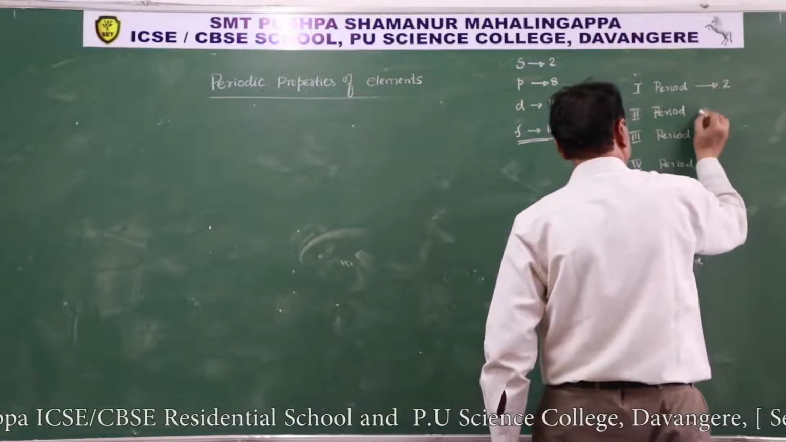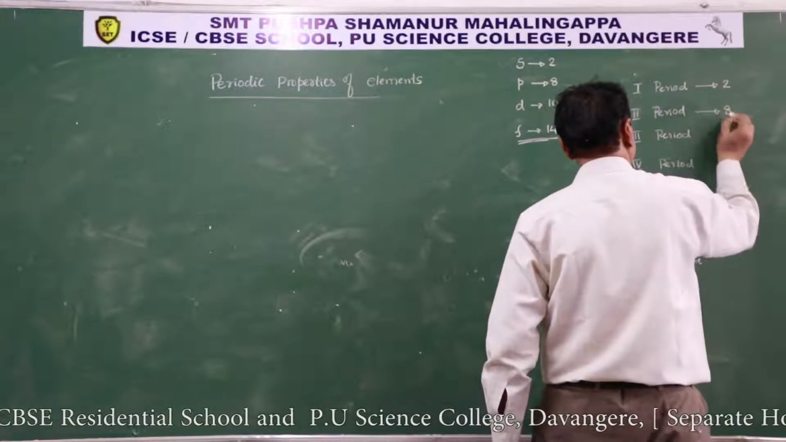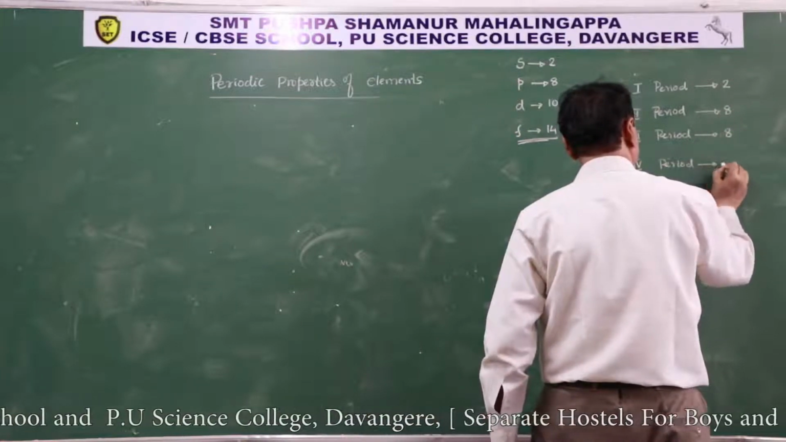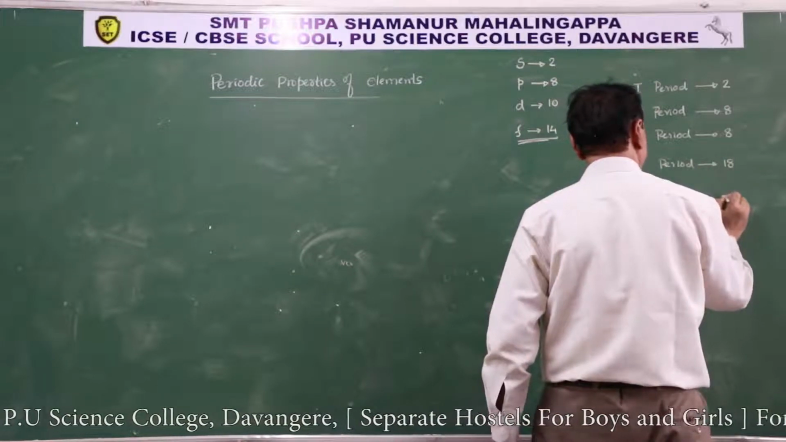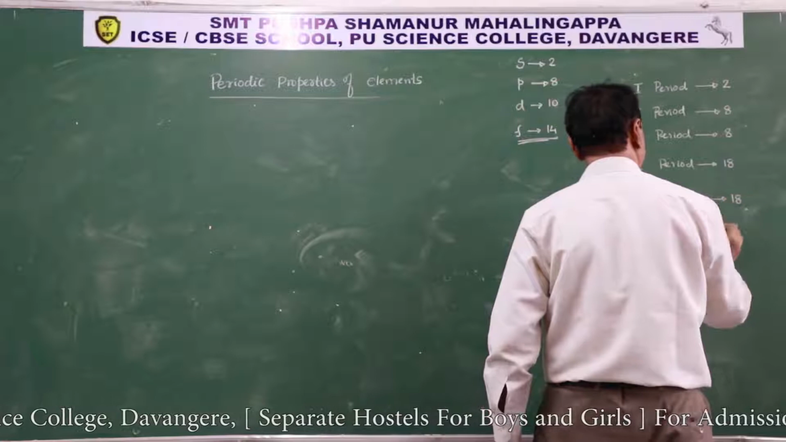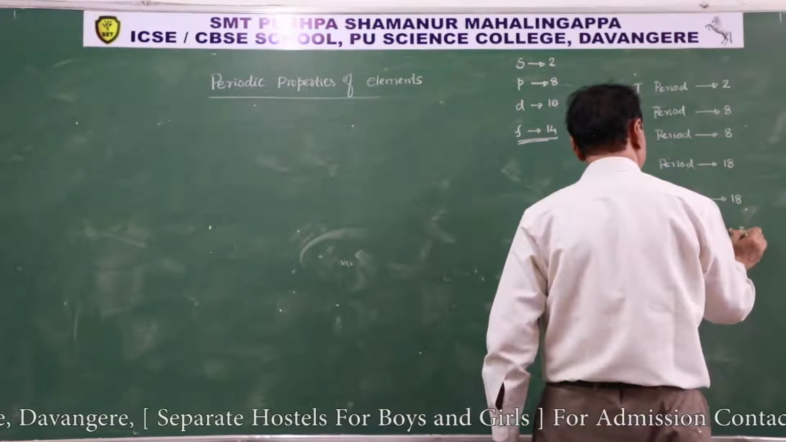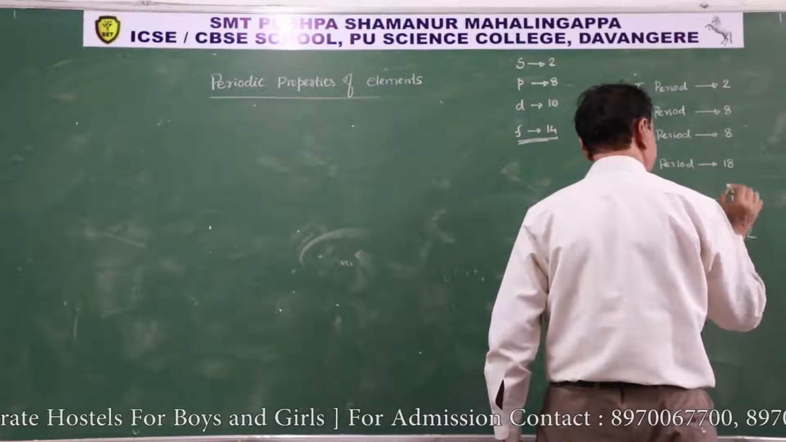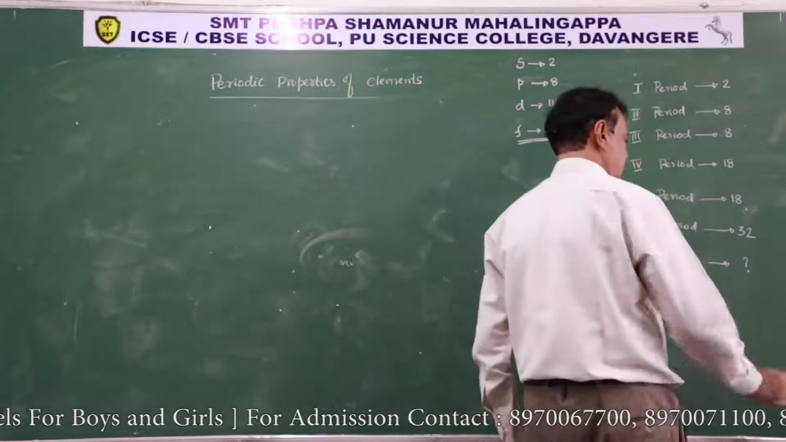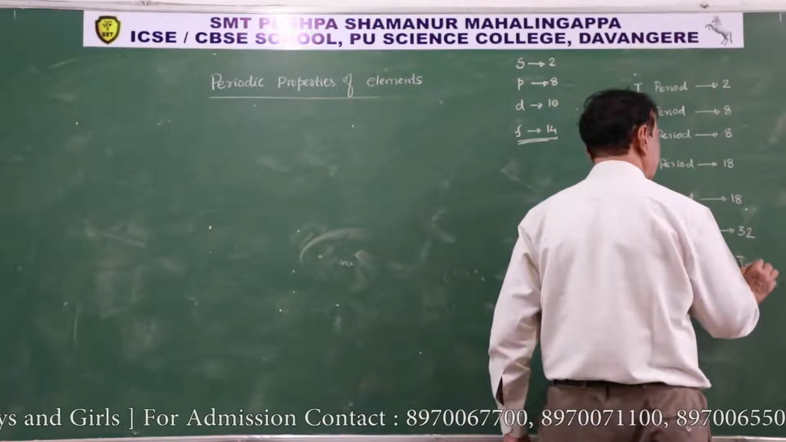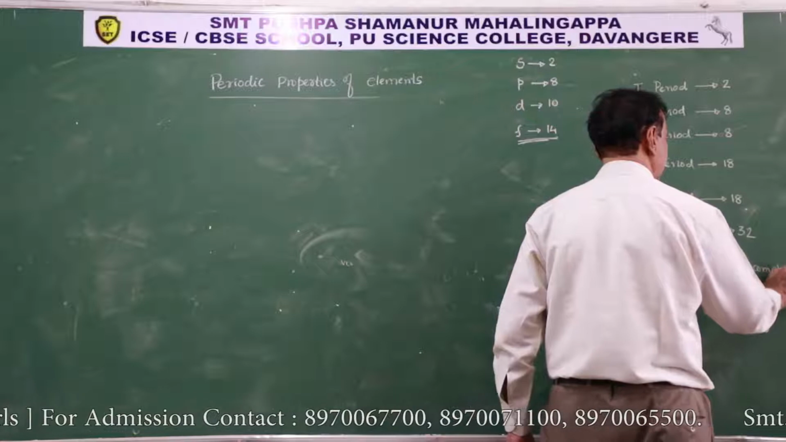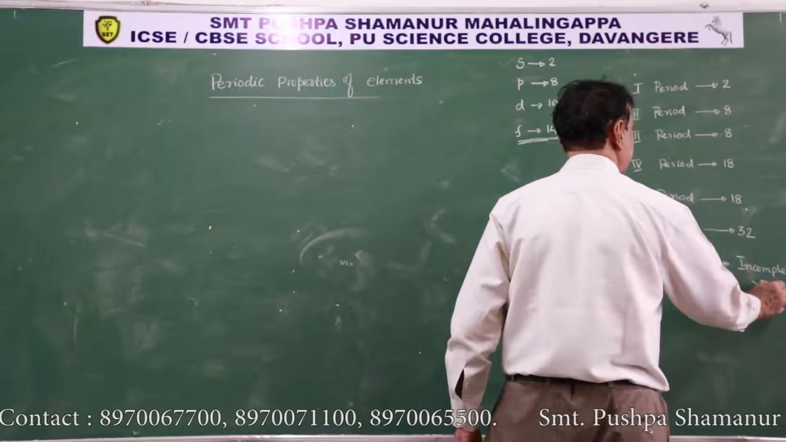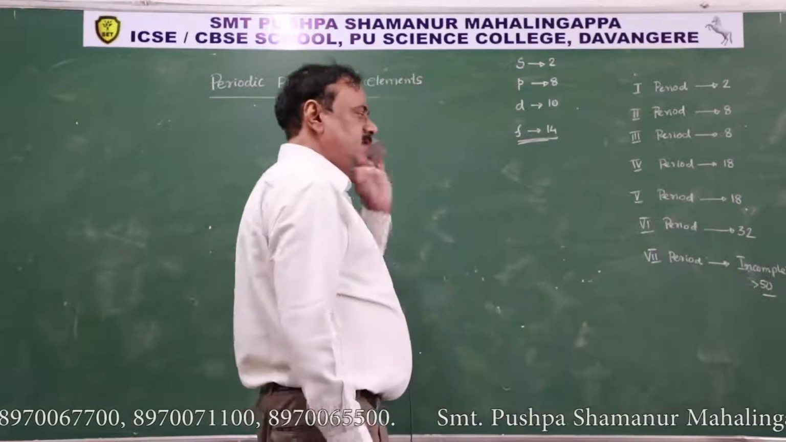Only 2 elements are in the first period. In the second period we have 8 elements, in the third period 8 elements, in the fourth period 18 elements, and in the fifth period also 18 elements. In the sixth period we have 32 elements. The seventh period is not completed, an incomplete period, with more than 50 elements.